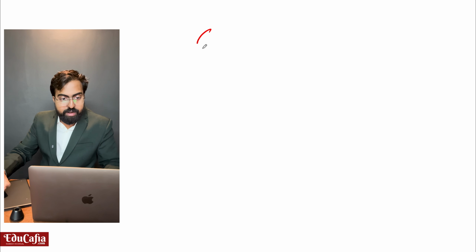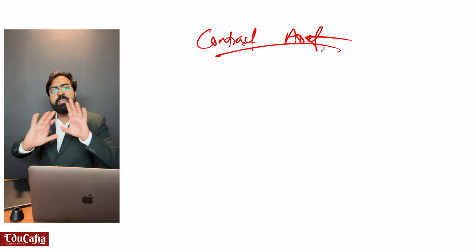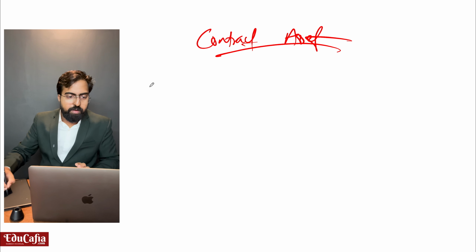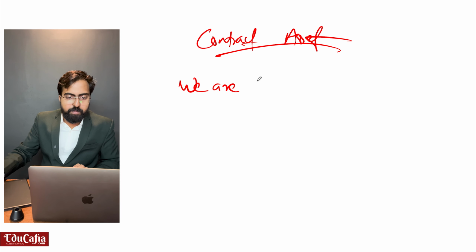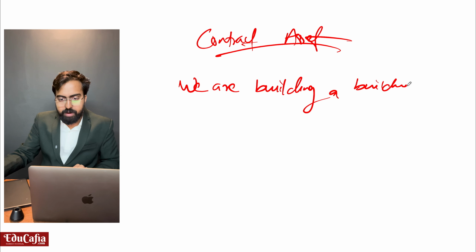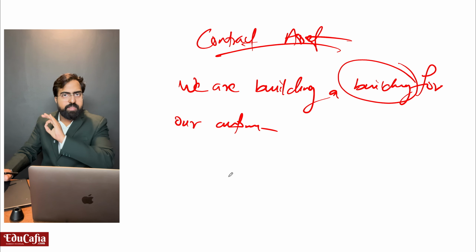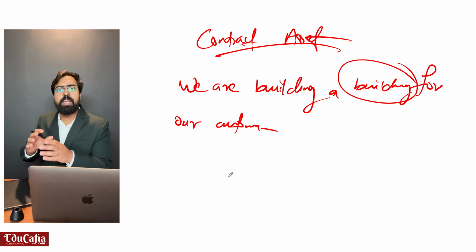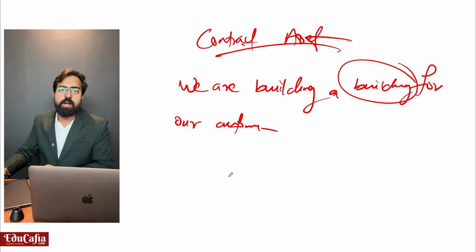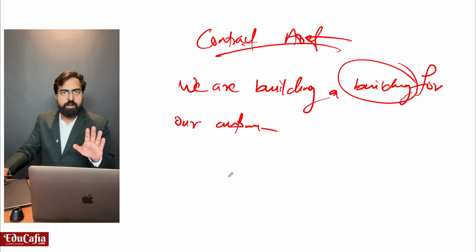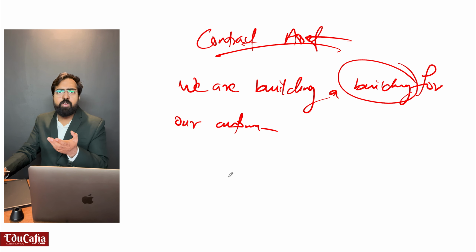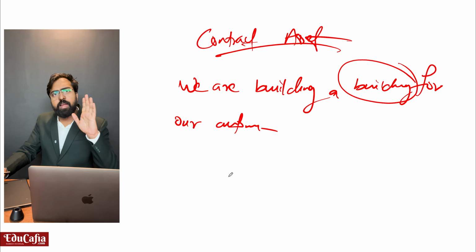What is a contract asset? Here we are building a building for our customer, but the customer has not yet paid us a single rupee. For our customer, we are building a building, but we have not yet got any payment. We are building: the first floor is okay, the second floor is built, the third floor, the fifth floor we are building.